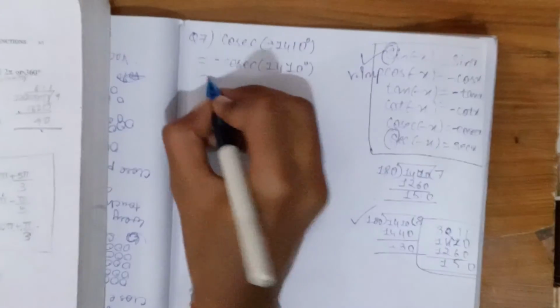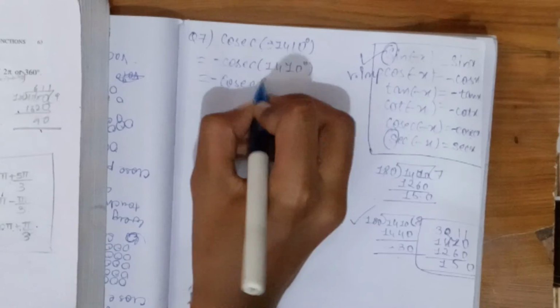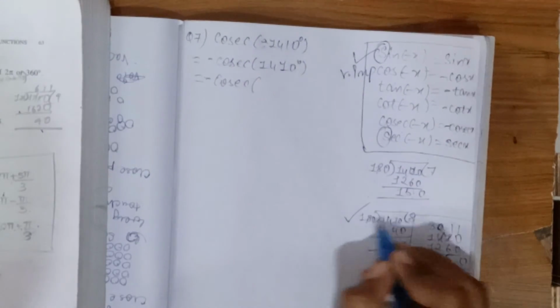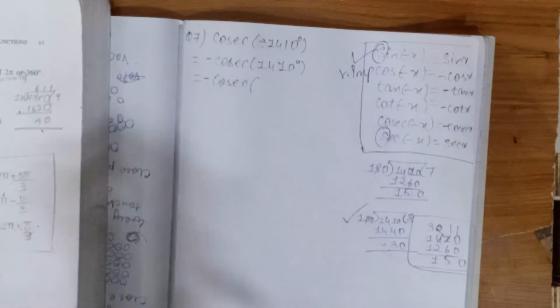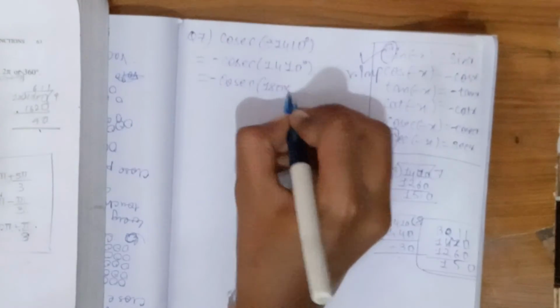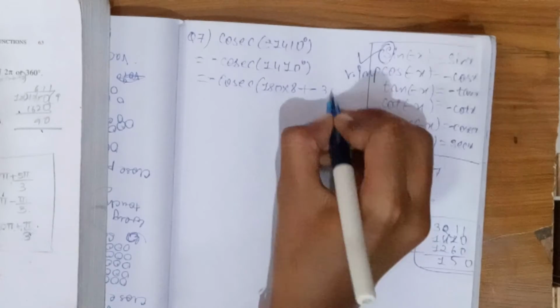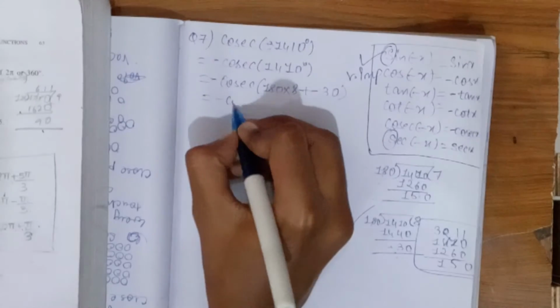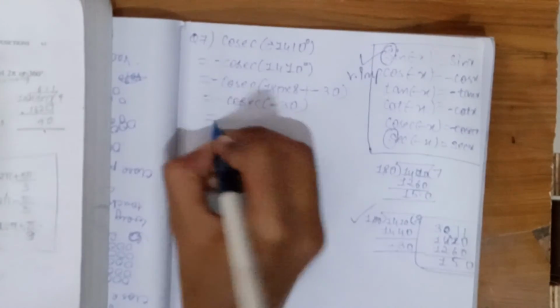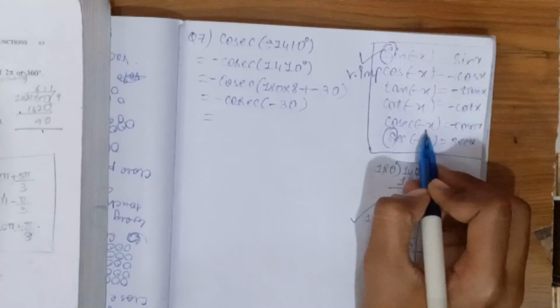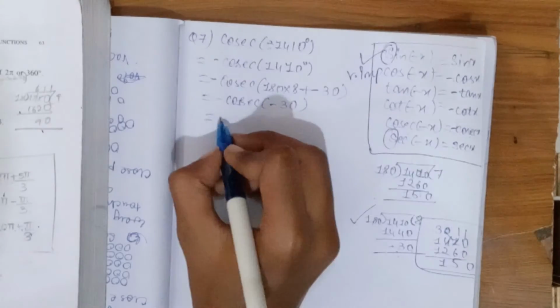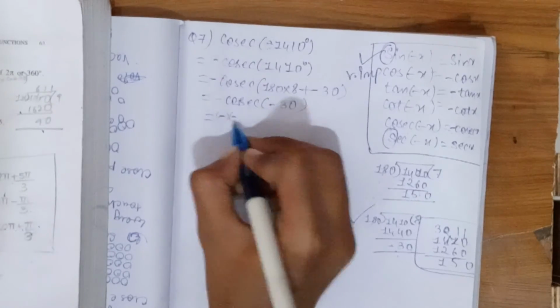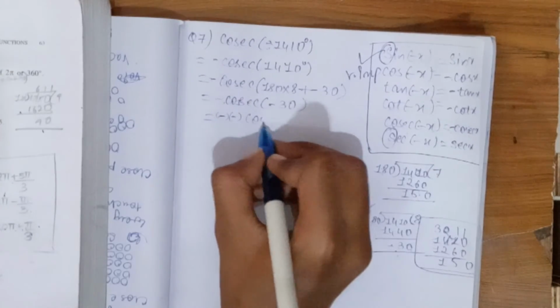Okay, so minus cosecant as it is, same procedure as in the previous question: 180 into 8 plus minus 30. So what happens, 180 into 8 we just remove. What is the left out? Minus 30. So when you get like this, cosecant of minus x is minus cosecant x, so this minus and this minus cancel, so the answer is cosecant 30.